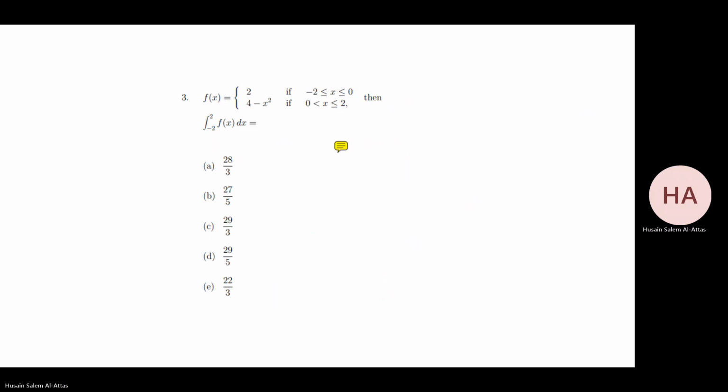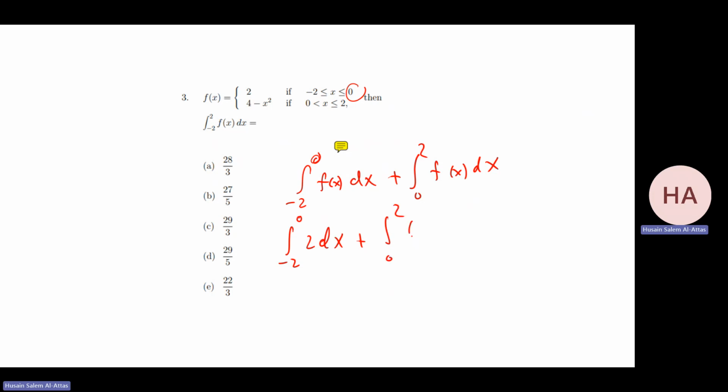Another thing is from minus 2 to 0. Yeah, I'll use the 0. Yeah, easy one, because we did the one before. It's similar to the one we just did. That will be integral from minus 2 to 0 of 2 dx plus integral from 0 to 2 of 4 minus x squared. That will be 2x from minus 2 to 0 plus 4x minus x cubed from 0 to 2.